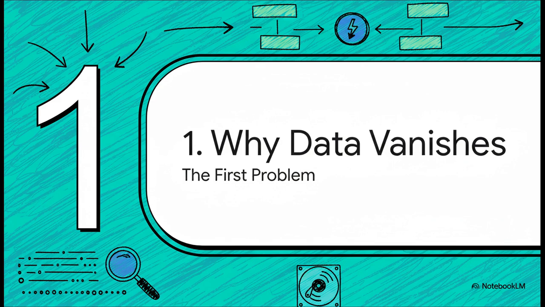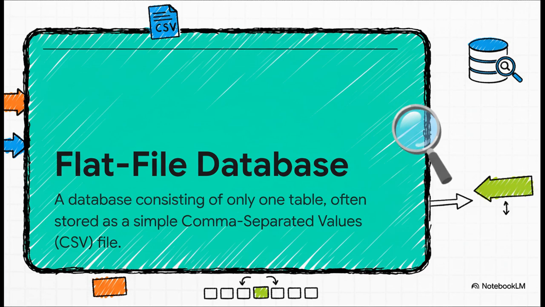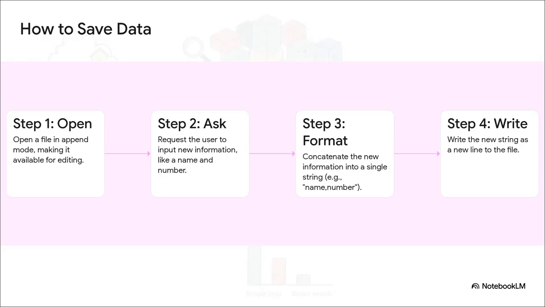How do we actually solve this whole vanishing data problem and give our information that permanent home it so desperately needs? Well, the most basic way to do it is with something called a flat file database. Now, don't let the technical names scare you off, because I guarantee you've seen these a million times. If you've ever opened a CSV file in Excel or Google Sheets, that's it. It's just a simple text file where all your data is organized in rows, with commas separating all the different pieces of information. And the process for actually saving data this way is just as straightforward as you'd think.